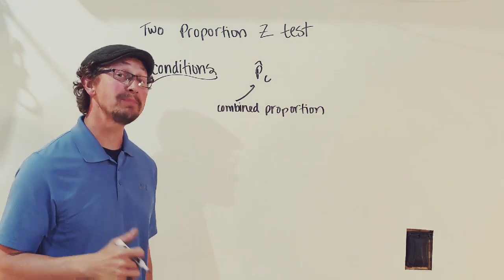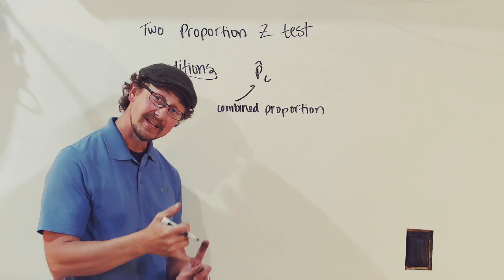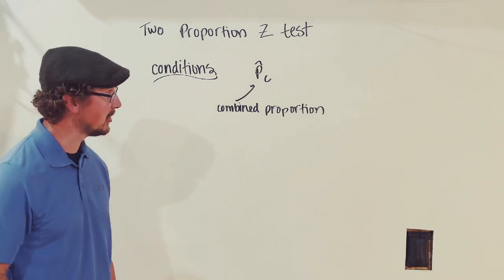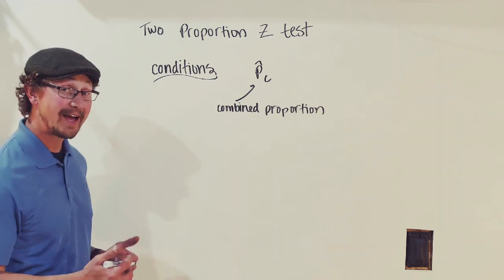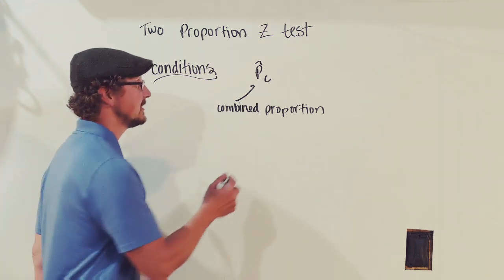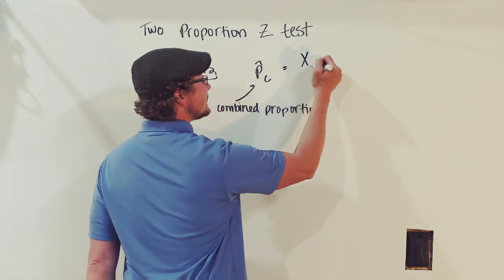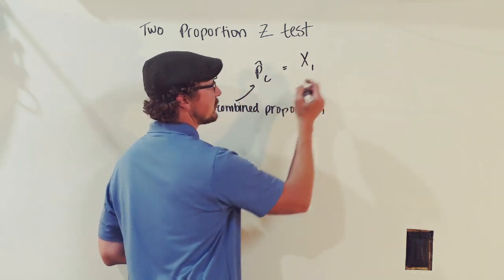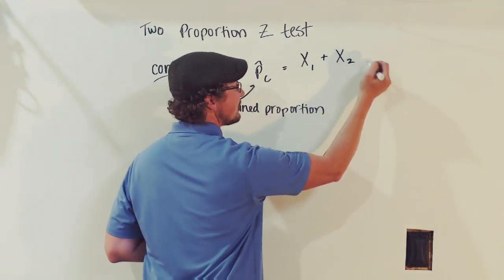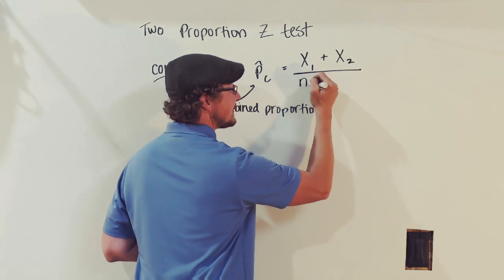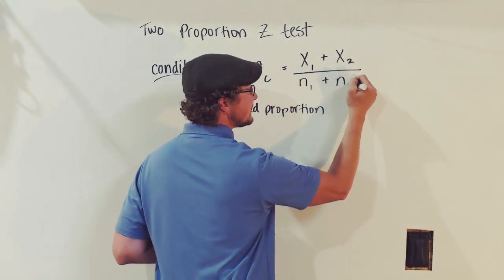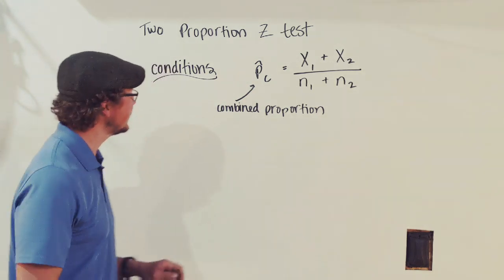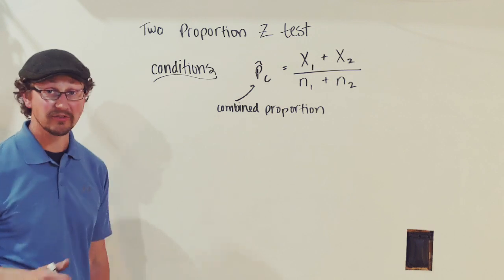So it's going to play a really big role in not only the conditions portion of the show here, but also in the calculations. So let's figure out how to calculate the combined proportion. It's actually quite easy. It's the number of successes of our first population, our first proportion, plus the number of successes of our second, divided by the sample size of the first, plus the sample size of the second. So with that in mind, let's move forward into the conditions for a two-proportion z-test.